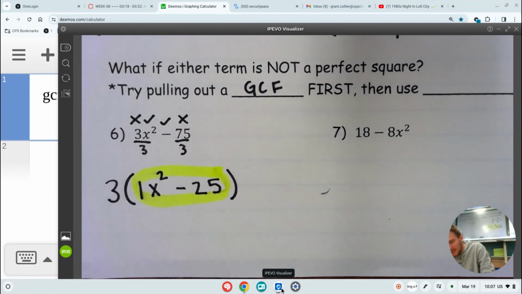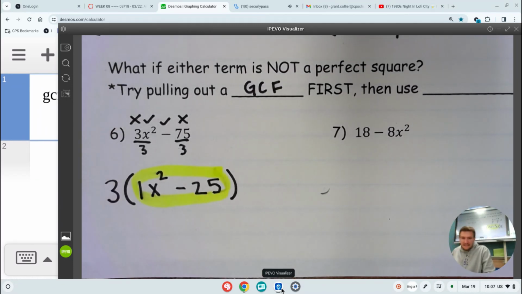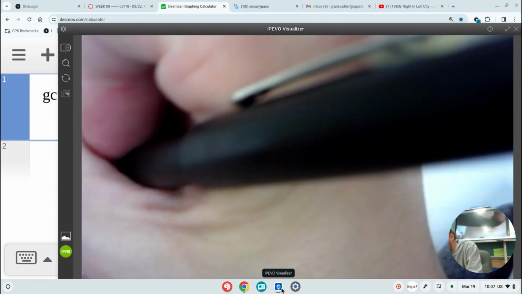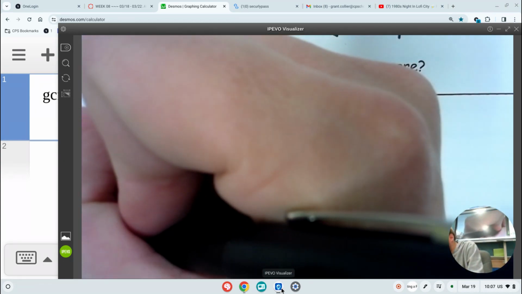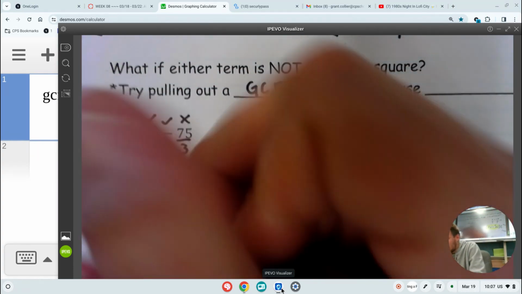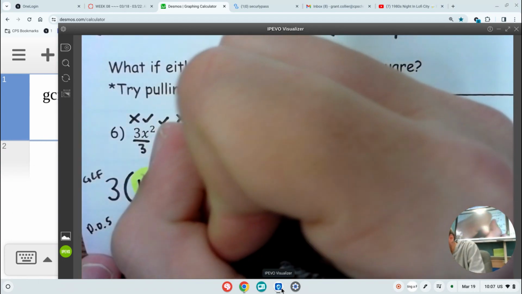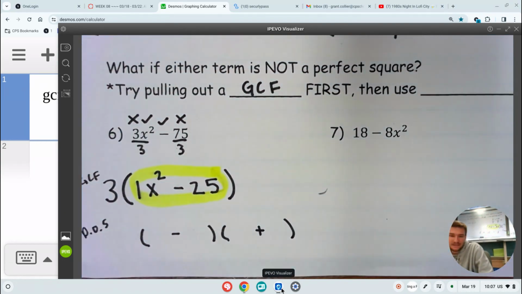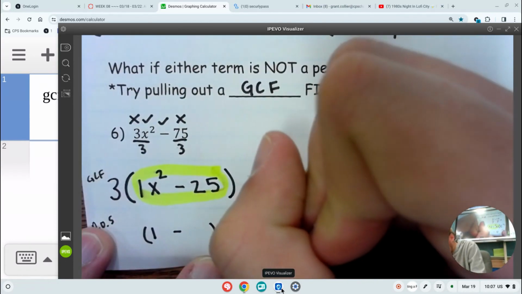1x squared minus 25. Are these perfect squares? Yes. And so step 1 was a GCF. Step 2 is going to be a difference of squares. We're going to do our parentheses. We're going to do a minus and a plus. What is 1 split into 2? It's going to be 1 and 1.